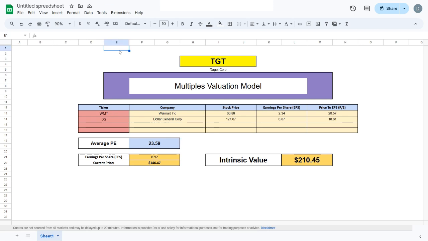So now we are fully ready to carry out the evaluation. So we will plug in the ticker TGT for Target, we'll plug in our competitors, we'll take their stock prices and divide by their earnings per share and get their PE ratios, which we will average out and multiply by the earnings per share of Target to get an intrinsic value of $210.45. And this shows us that Target might be undervalued compared to its competitors' earnings. And this is essentially all you need to know when carrying out the multiples valuation.